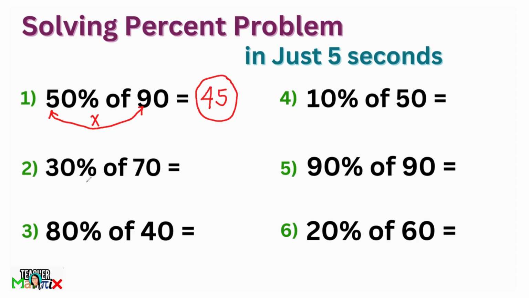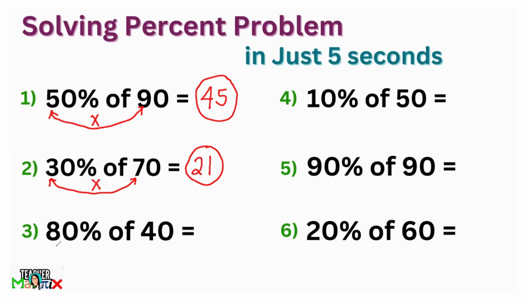For number 2, what is 30% of 70? Just simply multiply 3 and 7. So 3 times 7, we have 21. Meaning, 21 is 30% of 70.